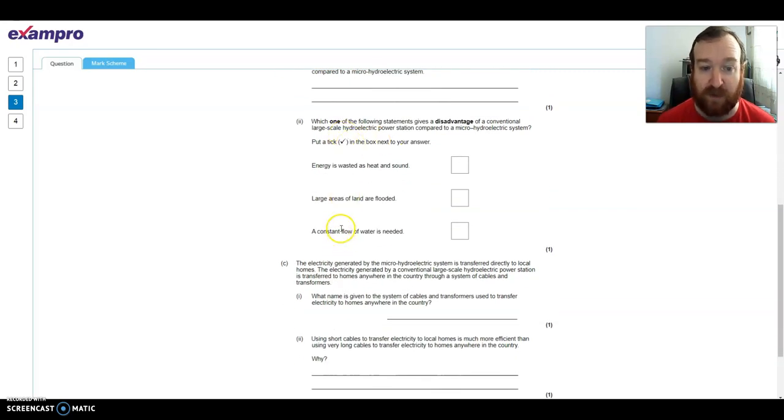This one you've got to tick the right box. Which of the following statements gives a disadvantage of conventional large-scale hydroelectricity power? Energy is wasted as heat and sound. Large areas of land are flooded. Constant flow of water is needed.